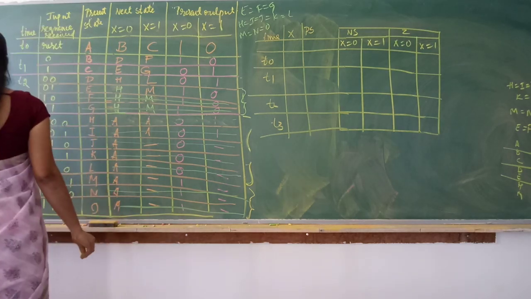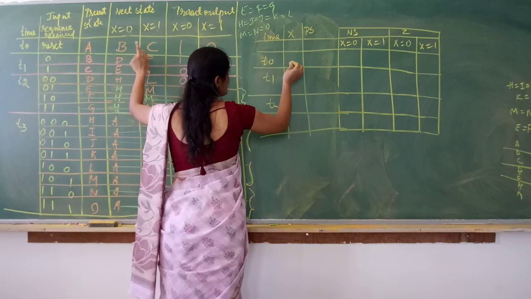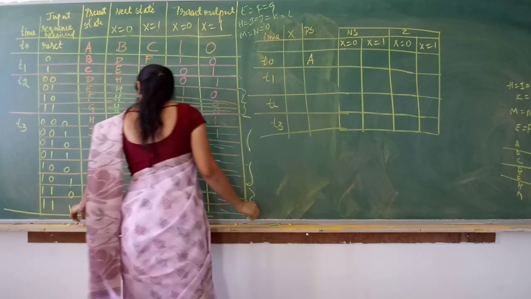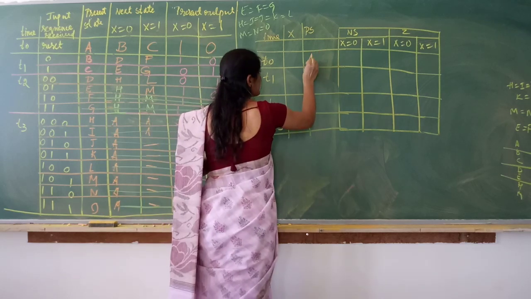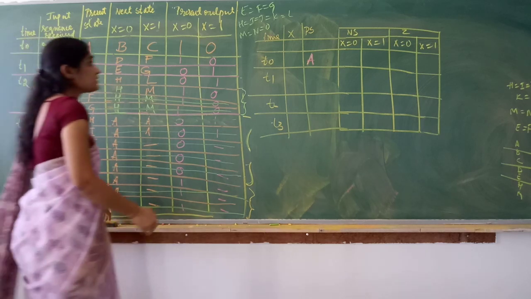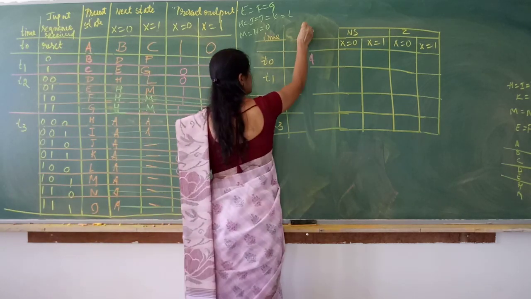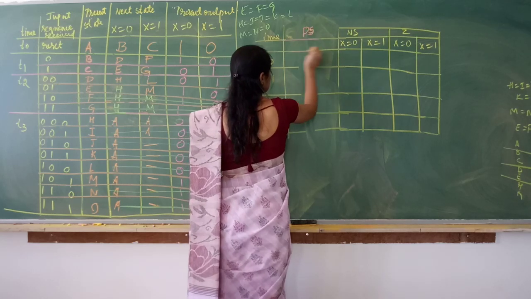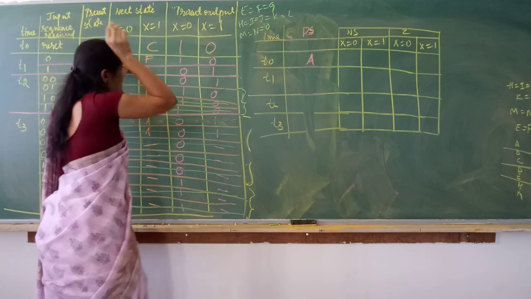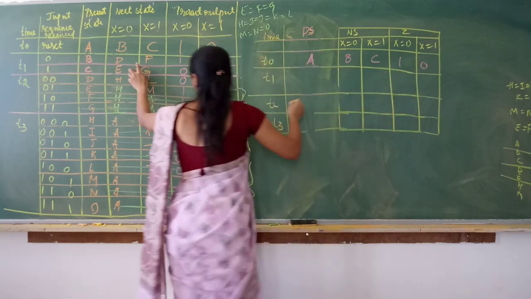At time T0, state is A. So present state is A. We don't need input, I guess; this is not required. This is the present state. Present state is A, next state is B, C, 1 0.